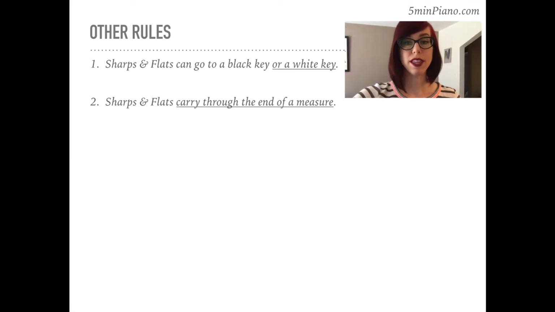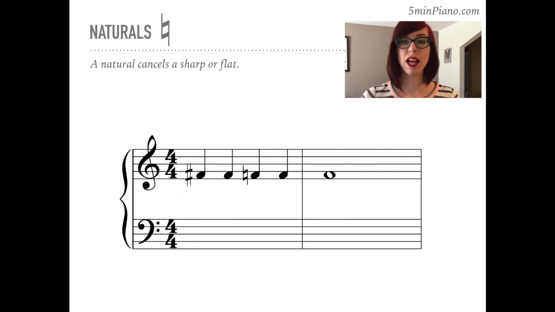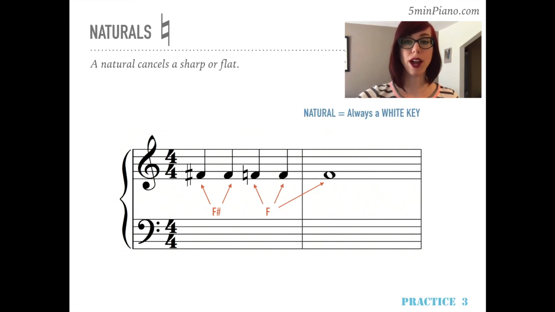Also note that sharps and flats carry through the end of a measure. So if you have an F sharp at the beginning of a measure, all the Fs in that measure will still be sharp, but after the bar line, it resets. So in this case, the first two Fs would be sharp, and then the rest would be regular F. At this time, you may pause the video to complete practice exercise number 3.